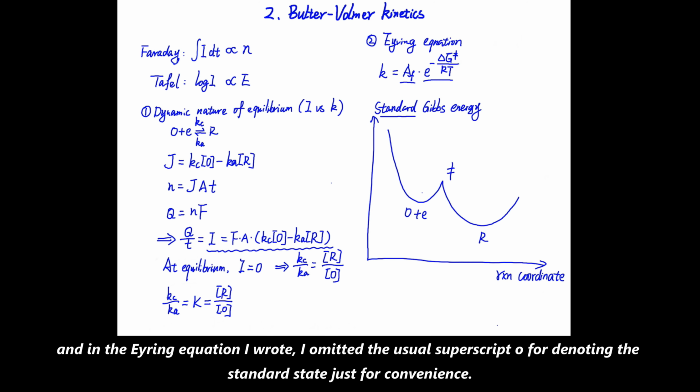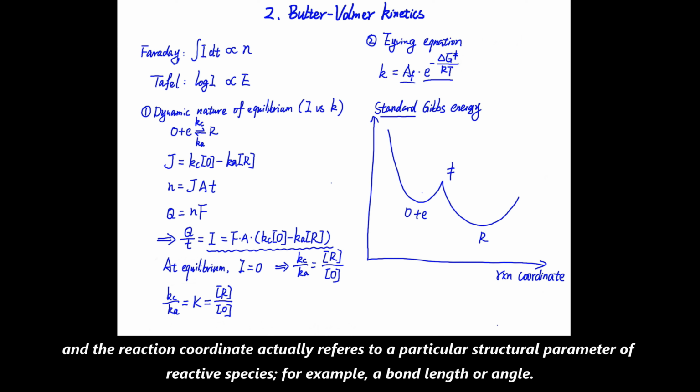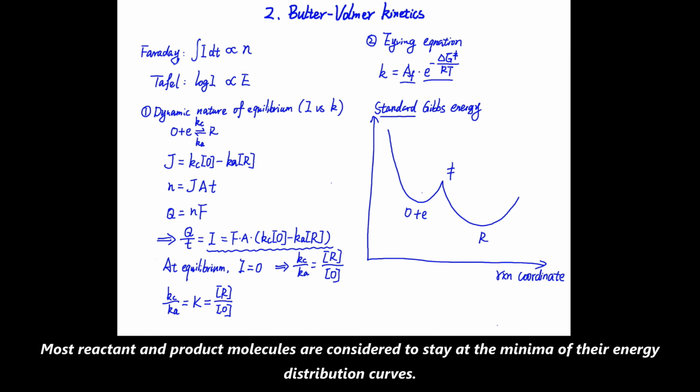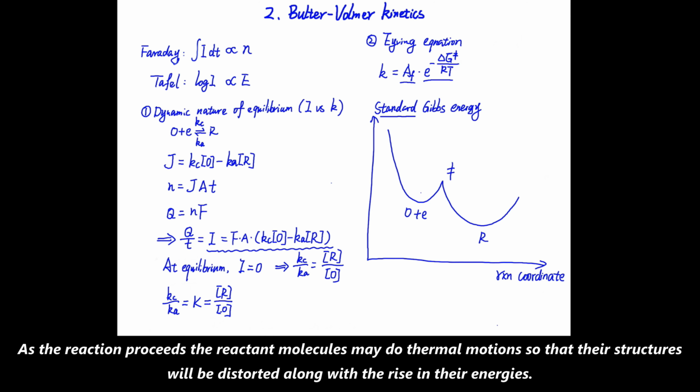And the reaction coordinate actually refers to a particular structural parameter of reactive species, for example a bond length or angle. Most reactant and product molecules are considered to stay at the minimum of their energy distribution curves. As the reaction proceeds, the reactant molecules may undergo thermal motion so that their structures will be distorted, along with the rise in their energies.